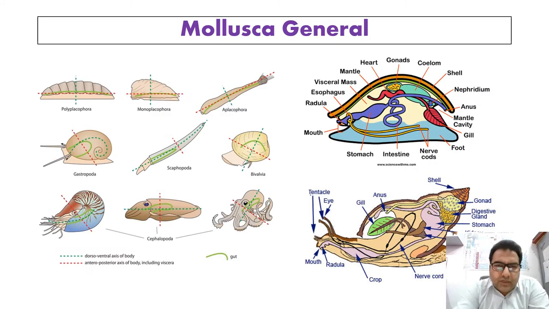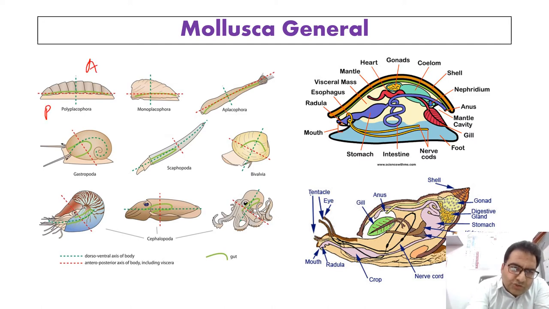Before proceeding on to the torsion, we should have a little bit of knowledge about the shape of the Mollusca. These figures show us the anterior and the posterior side, dorsal and the ventral side of the Mollusca. So first of all, we shall be talking about the Polyplacophora, wherein this side is the anterior side and this side is the posterior side.